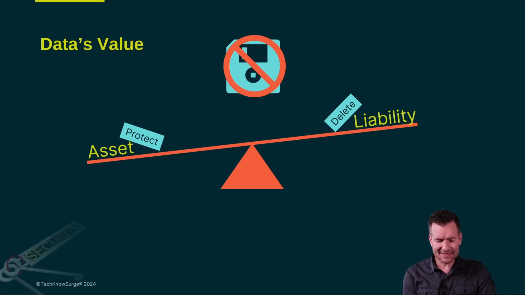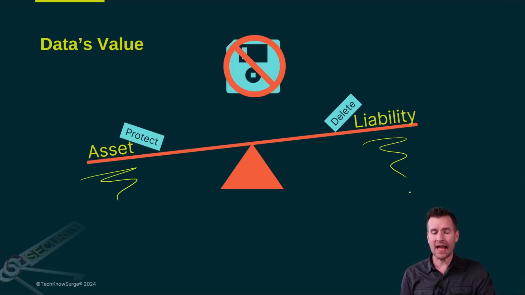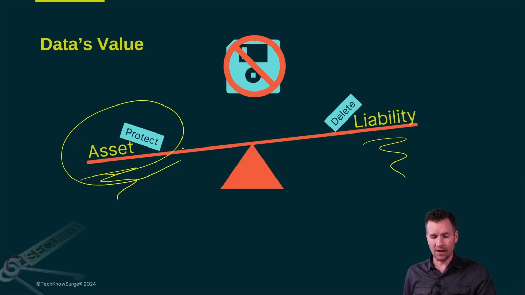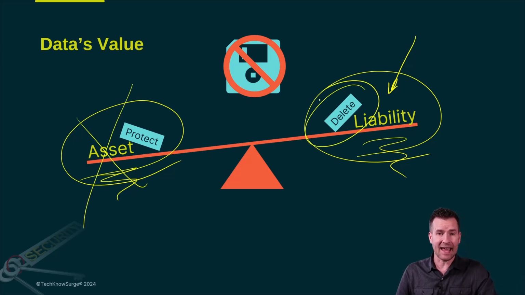Data has an asset to it, a value to it, but it also has a cost or a liability. So we need to weigh out the pros and cons of keeping this as an asset and protecting it, or just deleting it altogether. Sometimes we need to recognize that the liability is just too high and there's not a strong reason to keep it as an asset, and therefore it needs to be deleted at that point.